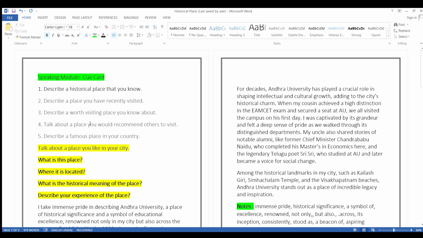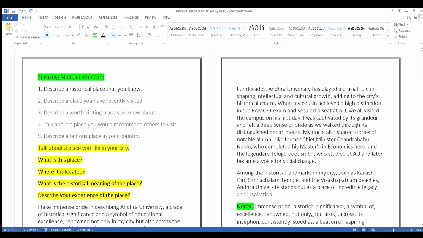The third one, describe a worth visiting place you know about. A worth visiting place. That means a place which has a charm, a place which has a vibe, and you feel that, wow, what is this? It is so amazing. Something of that sort. Next is talk about a place you would recommend others to visit. So, what are the other places, or maybe a place which others should make a visit because they will learn from it?